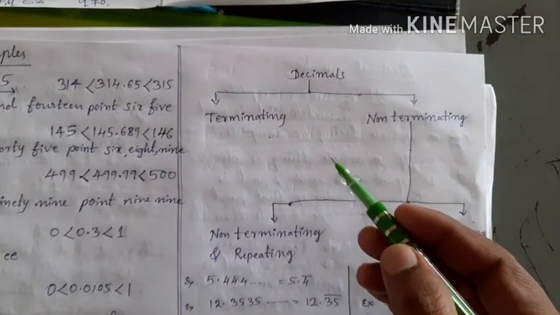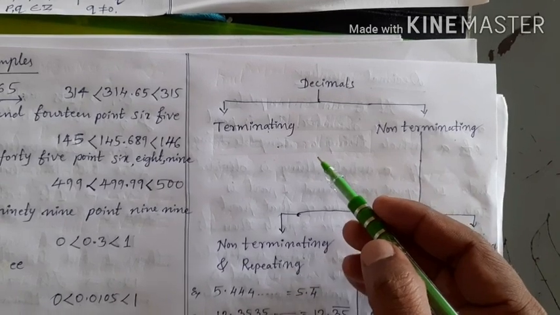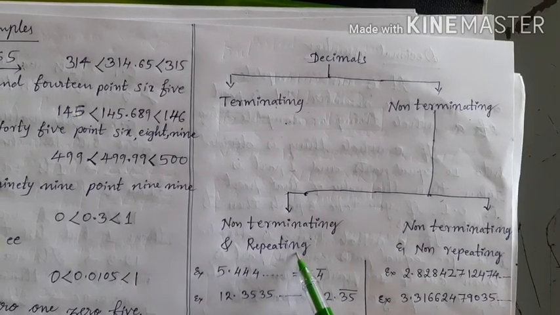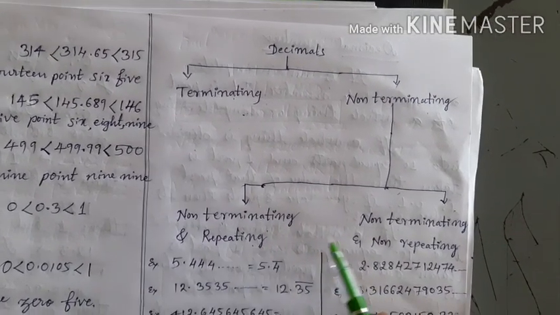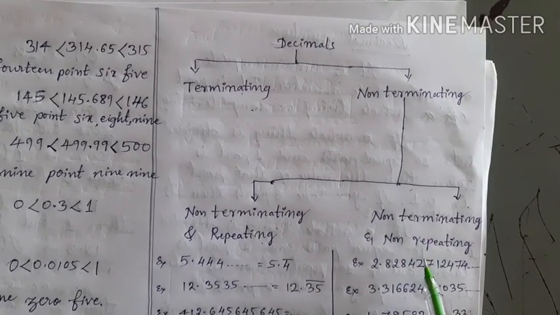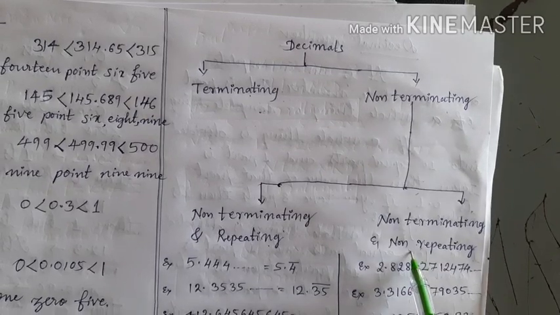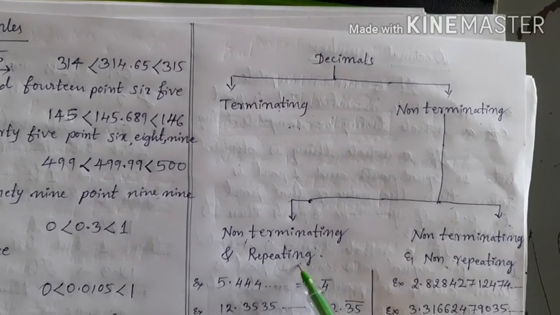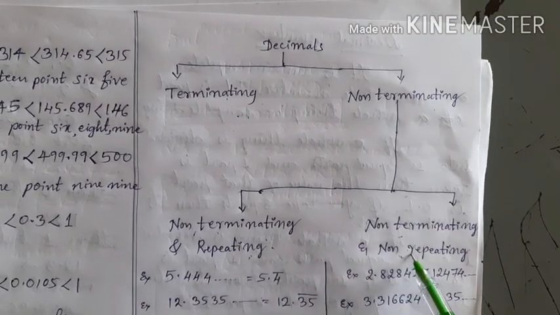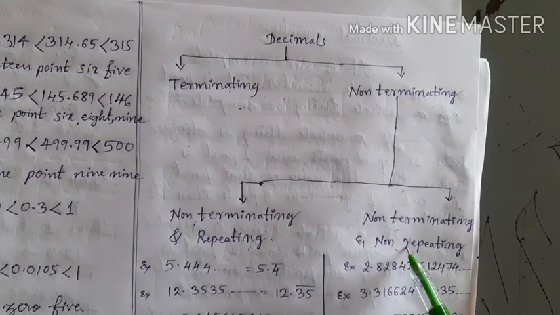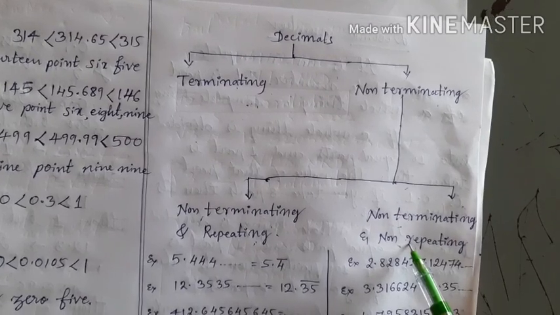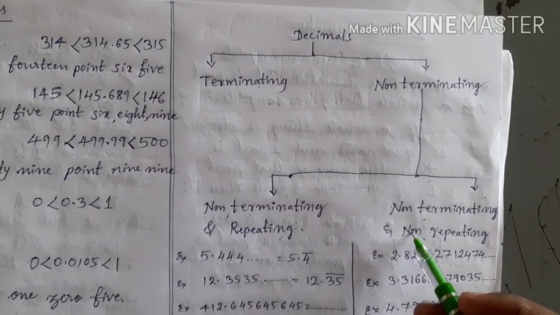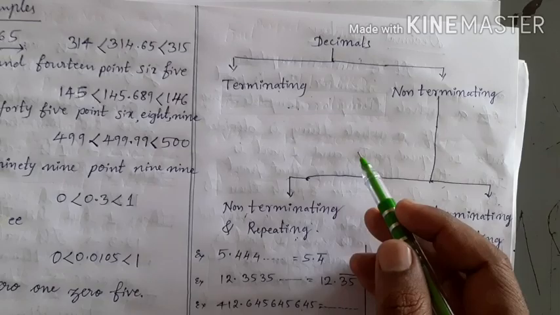Okay. So children, at the end, we can conclude that terminating decimals and non-terminating repeating decimals are rational numbers, but non-terminating and non-repeating decimals are irrational numbers. But terminating decimals, non-terminating and repeating decimals, non-terminating and non-repeating decimals, these are all real numbers. In one word, I would like to say that all decimals are real numbers, but all real numbers are not decimals. We will justify it later.